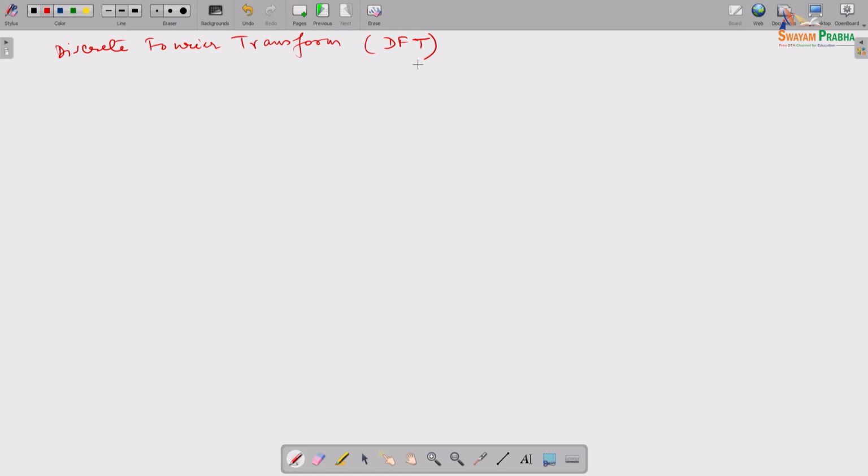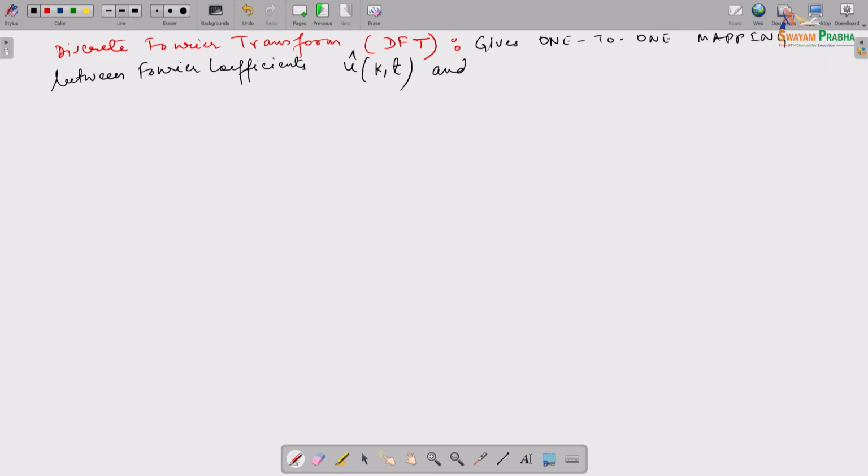So this one gives a one-to-one mapping between the Fourier coefficients, the Fourier modes that we are writing out, and the velocities at n cubed grid nodes.